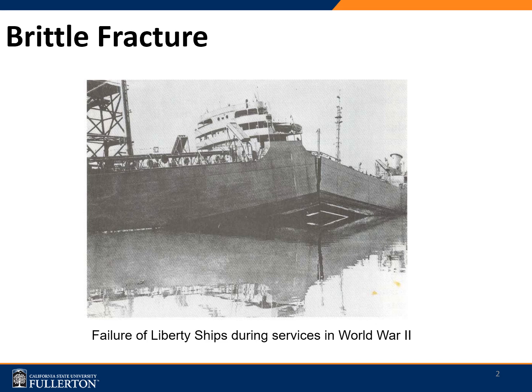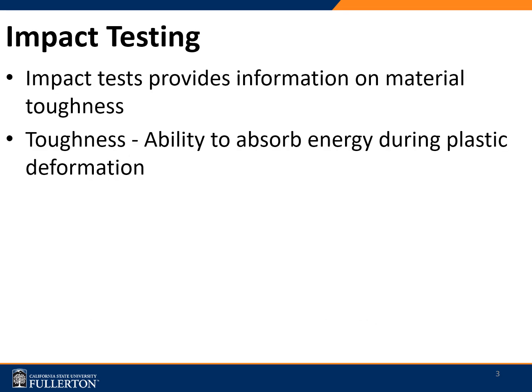Now let's take a look at what impact testing is and what it has to do with brittle fracture and the operating temperature. Impact tests are used in studying the toughness of the material. A material's toughness is a factor of its ability to absorb energy during plastic deformation, and an impact test measures this ability of the metal to absorb the impact.